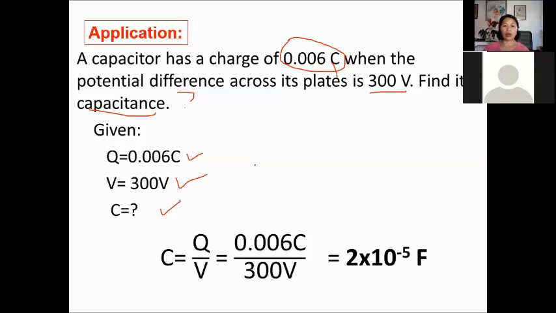Next thing is to recall, what is the formula of capacitance? C therefore is Q over V. Therefore, substitute the values, the given quantities, Q and V. And then next thing is to use your calculator and calculate. So divide 0.006 coulomb by 300 volts. That would give us 2 to the power of negative 5 farad.